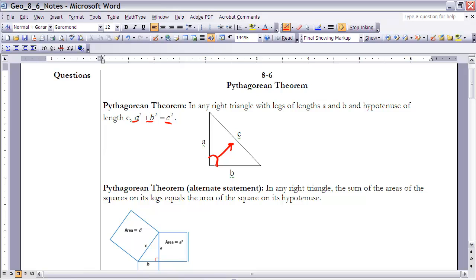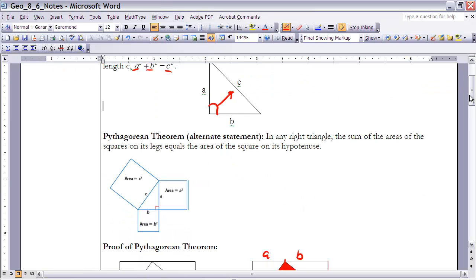Okay. Now, there's an alternative way of looking at that, from the standpoint of what the squares of the legs are and what the square of the hypotenuse is. If we look at it from those areas, it says in a right triangle the sum of the areas of the squares on its legs equals the area of the square on the hypotenuse. So this square, a squared, and this square, b squared, if I take all of this area and all of this area, it will fill all of this area, the square off of side C.